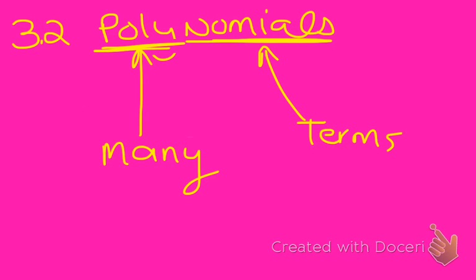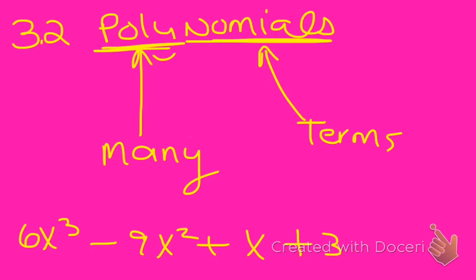So if I had like 6x to the third minus 9x squared plus x plus 3, this has many terms. Here it actually has 4: 1, 2, 3, 4 terms. And terms are always separated by an add or a subtract, not a multiply or divide.